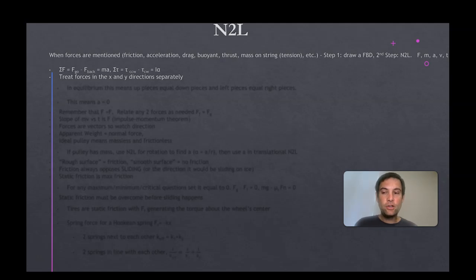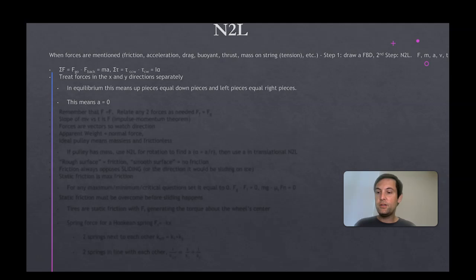Remember that we need to treat forces in the x and y direction completely separately, just like we would for velocities or accelerations or displacements. In equilibrium, this means up pieces equal the down pieces and the right pieces equal the left pieces. This also means that there is zero acceleration. Remember that F does equal F. So there are certain instances where you can relate any two forces. Frictional force equals the weight force.